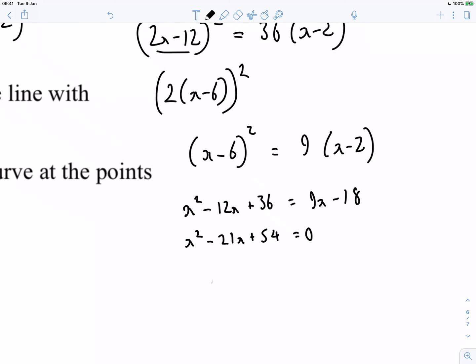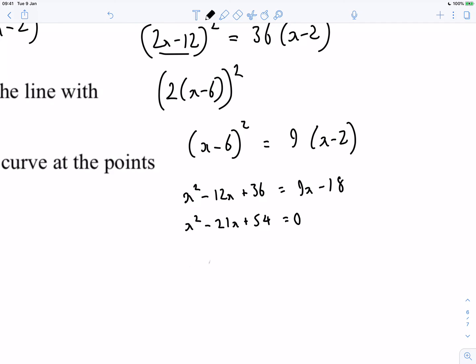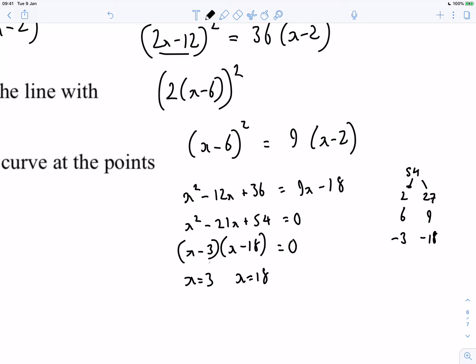Okay, 54. Well, how do I get 54? Does this factorize? Well, 54 is 2 times 27. Or I could divide that by 3 to make that a 9, that's 6. Could make that a 3 and 18. So it's minus 3 and minus 18. So it's x minus 3 times x minus 18. So either x equals 3 or x equals 18.